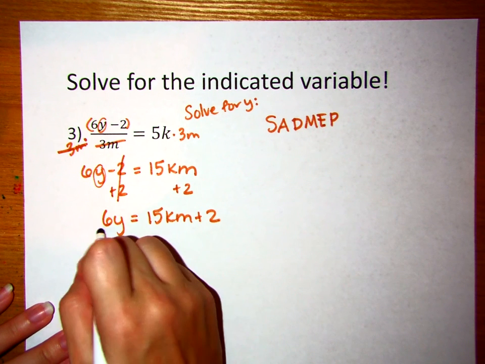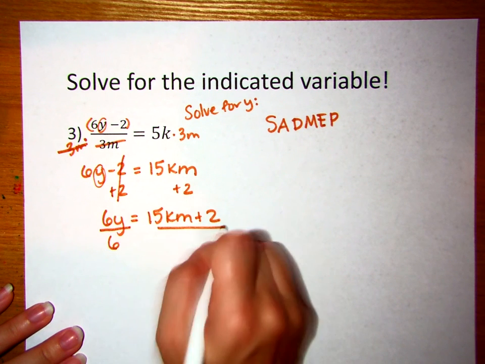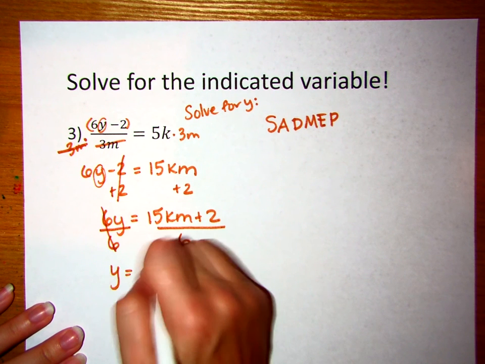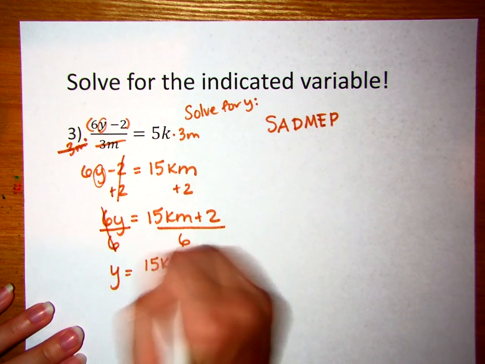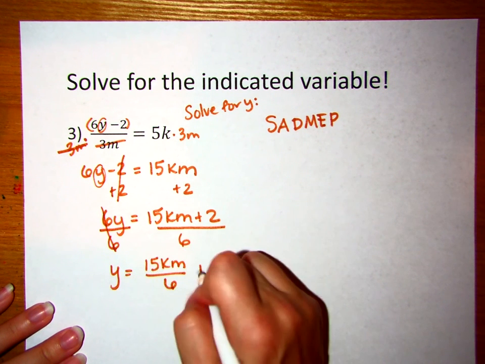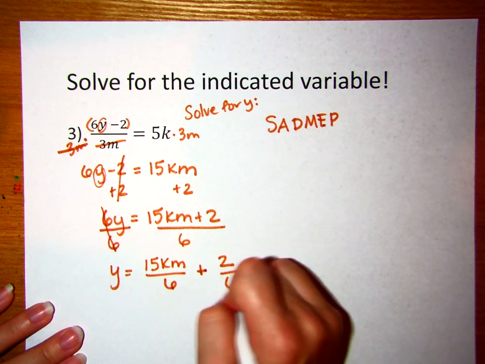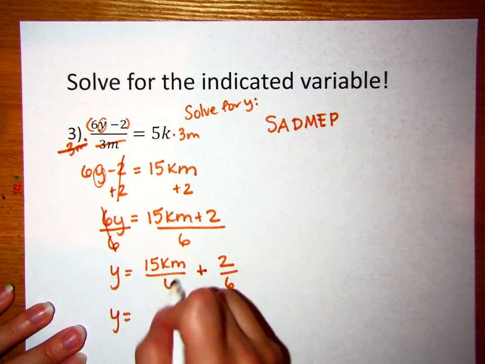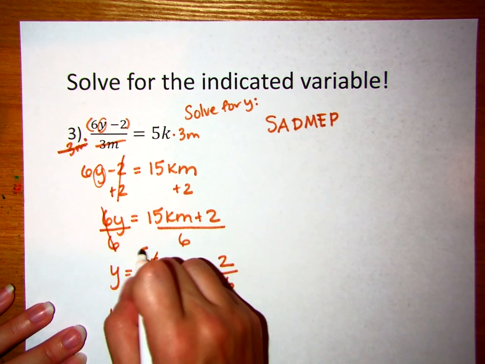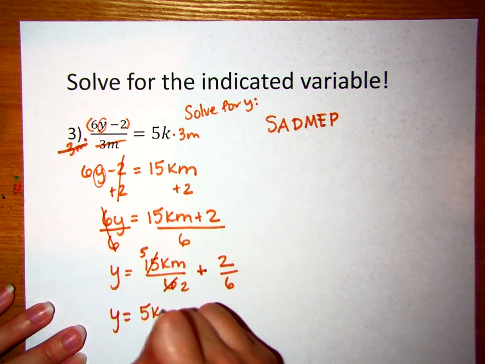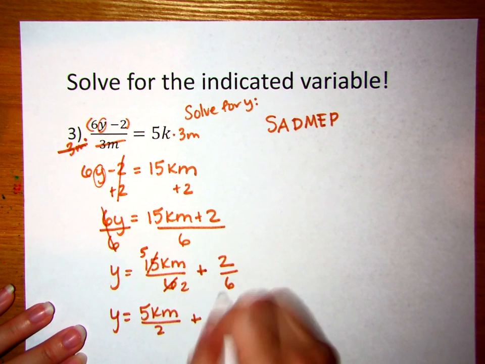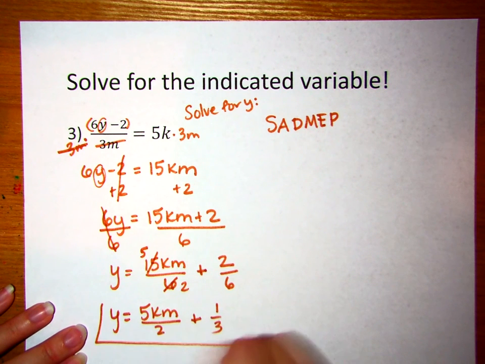And now the opposite of multiplying by 6 would be to divide everything by 6, so this cancels. So y equals, here we have 15km divided by 6, we're splitting it off again, plus 2 divided by 6, and now let's simplify. Here we have y equals, we have a 3 that goes into both of these, so it's 5km divided by 2, or you could say 5 halves km, plus this would simplify to 1/3, and that would be my final answer.